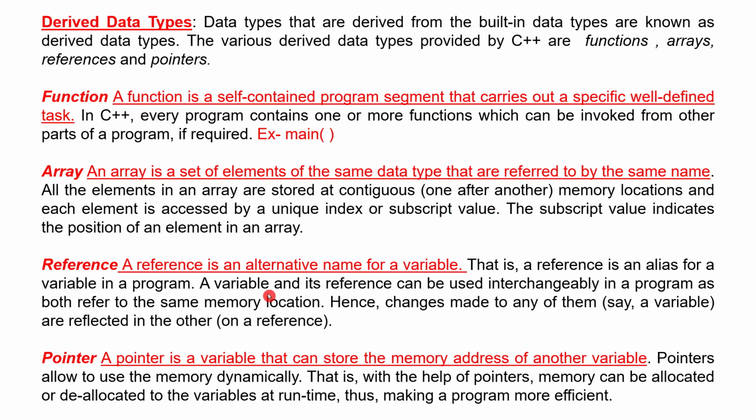Then a reference. A reference is an alternative name for a variable. Suppose you define some program with a day, then later you can refer to the day as part of a week. Once you change the day reference to part of the week, whenever you use part of the week, it will be directing to the day. So a reference is given from one title to another title. And a pointer means the memory address.